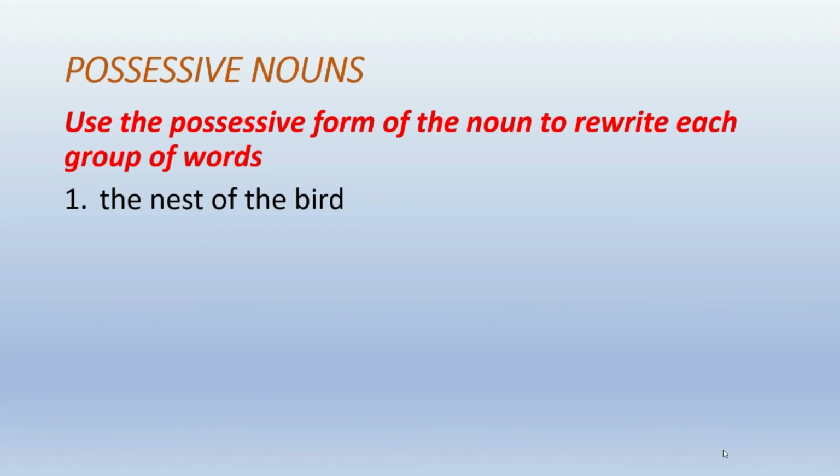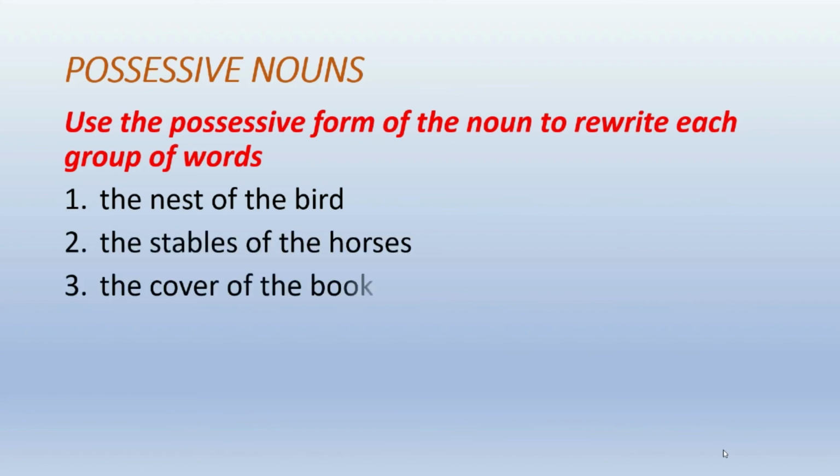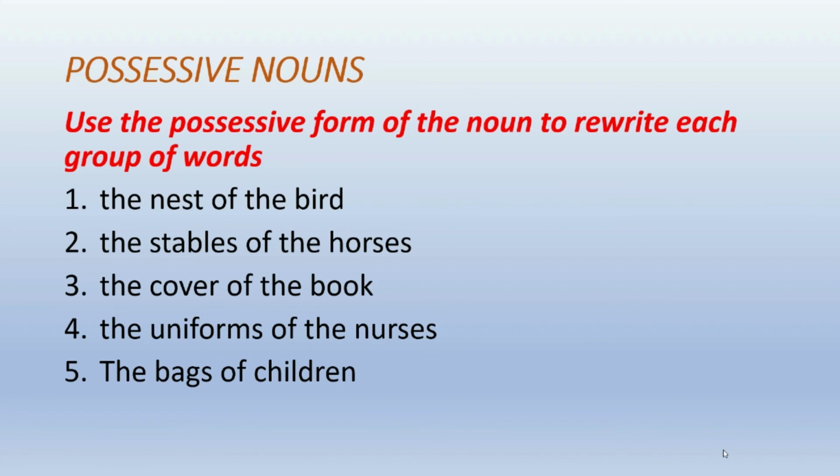The nest of the bird. Now always take the second noun into consideration when you are making it possessive and adding an apostrophe. So the nest of the bird. So what do you say? The bird's nest. Now the nest of the bird, the bird's nest. As the bird is singular, you are placing the apostrophe before S.